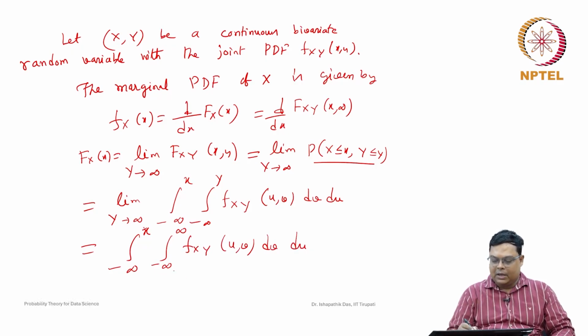Now, by the definition of integral calculus, there is a function inside, and we integrate from minus infinity to x with respect to u. If you take the integration from minus infinity to plus infinity with respect to v, the result is independent of v and is only a function of u. Then you integrate that function of u from minus infinity to x, and that is F_X(x).